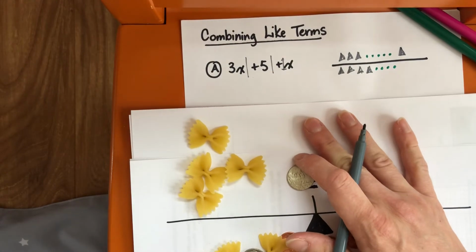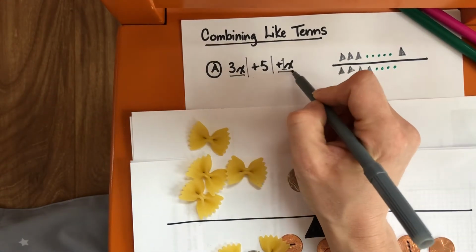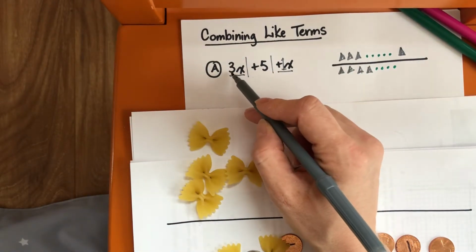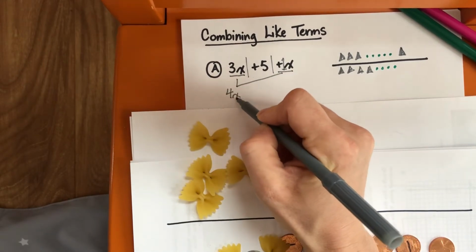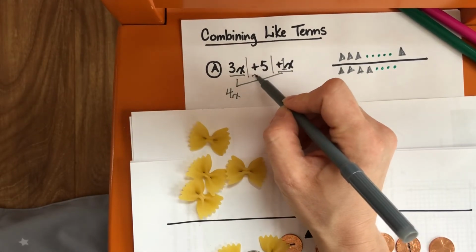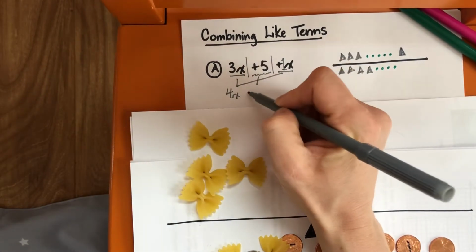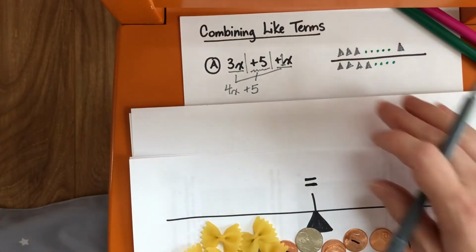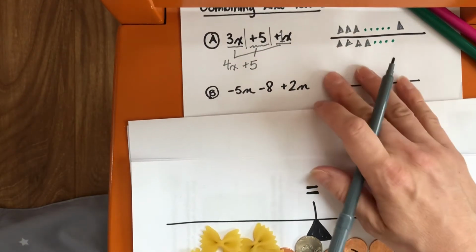If you are ready to move on to just using the algorithm, find like terms, my two variable terms with x, add your coefficients, 3 plus 1 is 4. That's 4x. And then I'm going to squiggle that because it's different, it's a constant term. And bring that down, that's just a plus 5. So 4x plus 5.